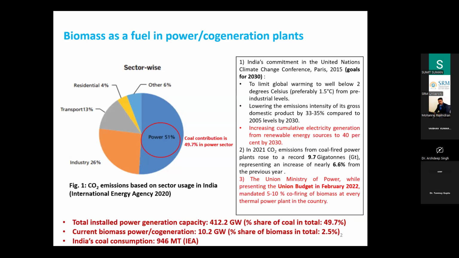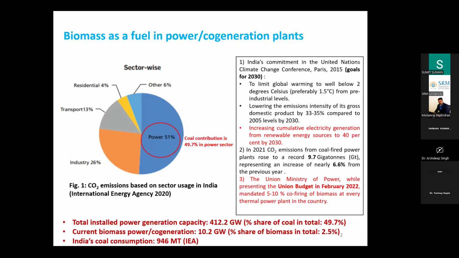If we see the total installed power generation capacity in India, it is close to 400 gigawatt. But if we see the current biomass power cogeneration, it is very small compared to coal. So though the Government of India is taking initiatives, we still have to do a lot in this area.